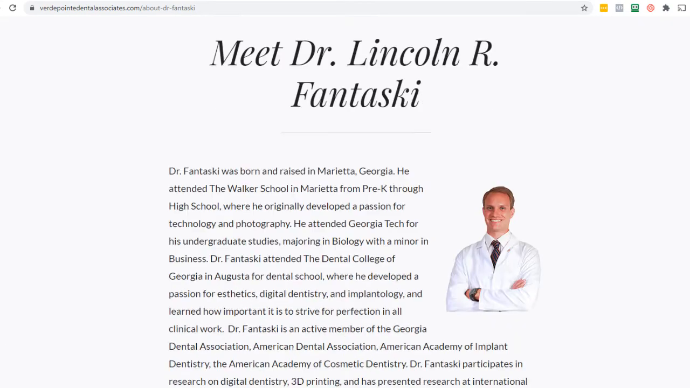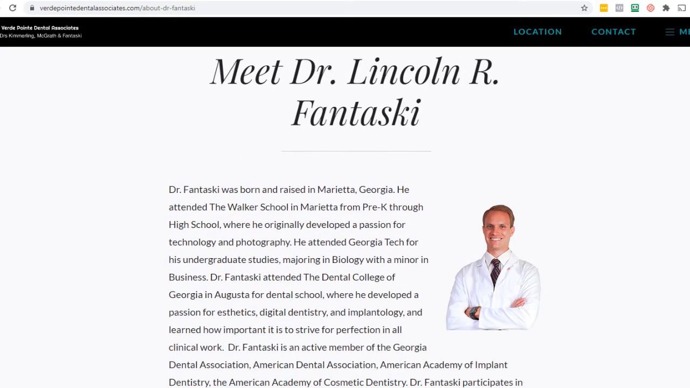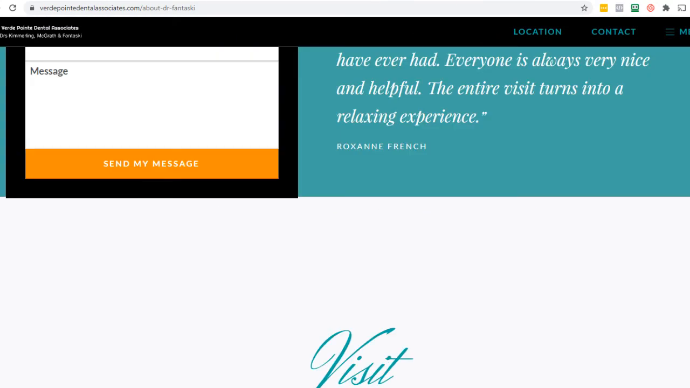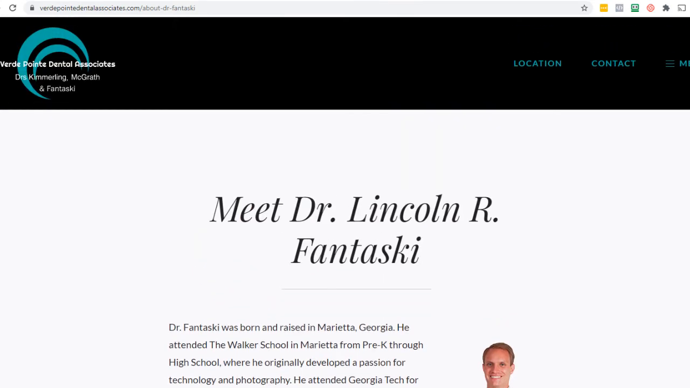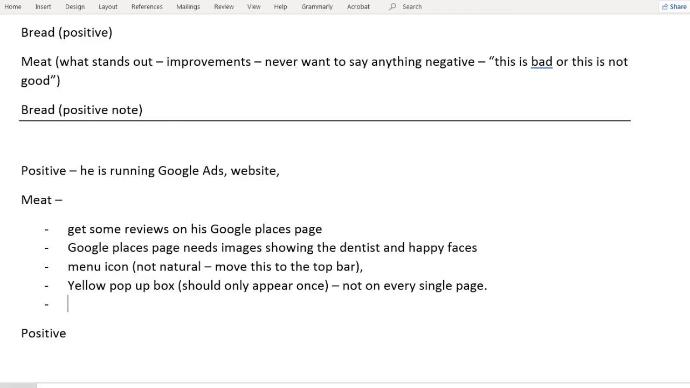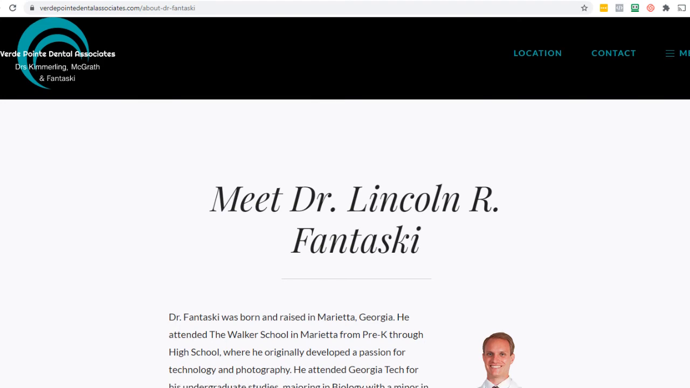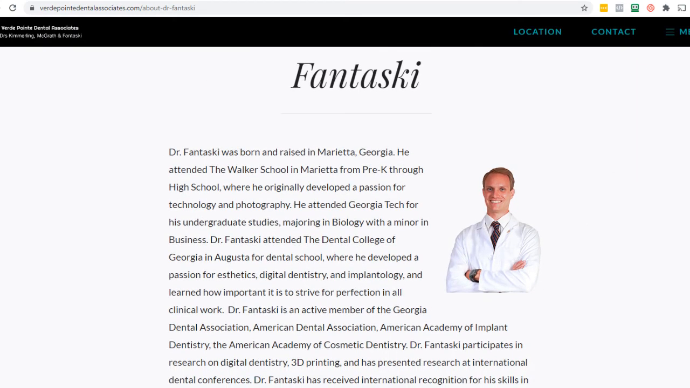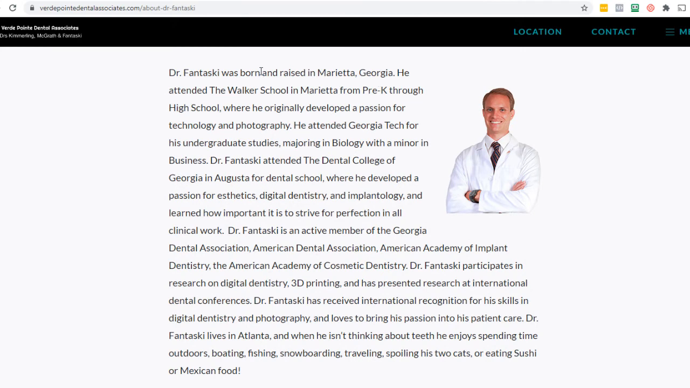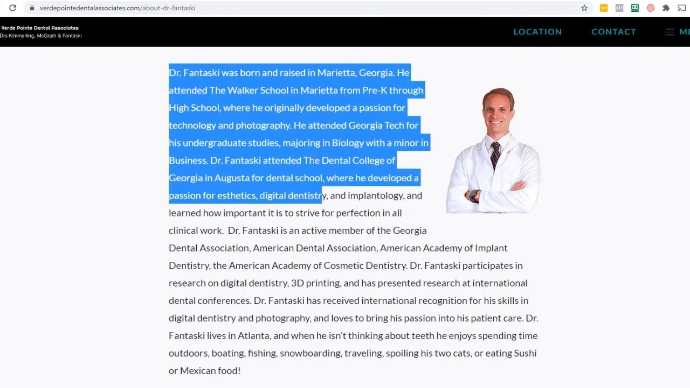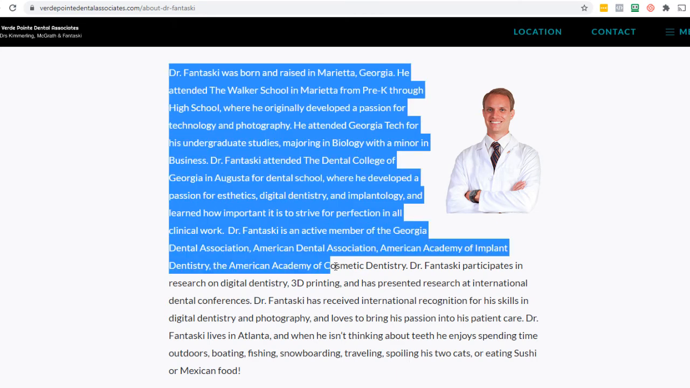One thing that they could do is it's very wordsy. So a lot of people are just going to scan the page. They're going to look around. So you could recommend on the doctor's pages to put more images of them smiling. Because if you notice, they do have an image of the doctor right here, but that's it. And most people don't want to read through this. And furthermore, it's not really formatted well, so it looks like a big clump.